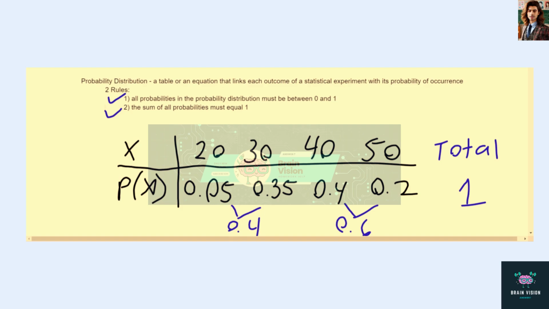So now we know that the distribution written out here is indeed a probability distribution. It is a table that can link each outcome of a statistical experiment with the probability of occurrence for that outcome, because all of the requirements for it to be a probability distribution are met.